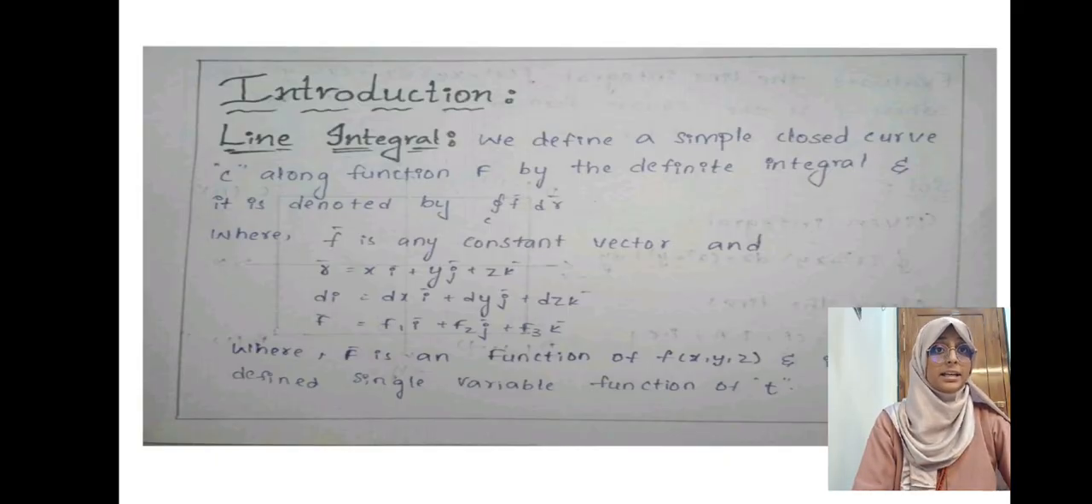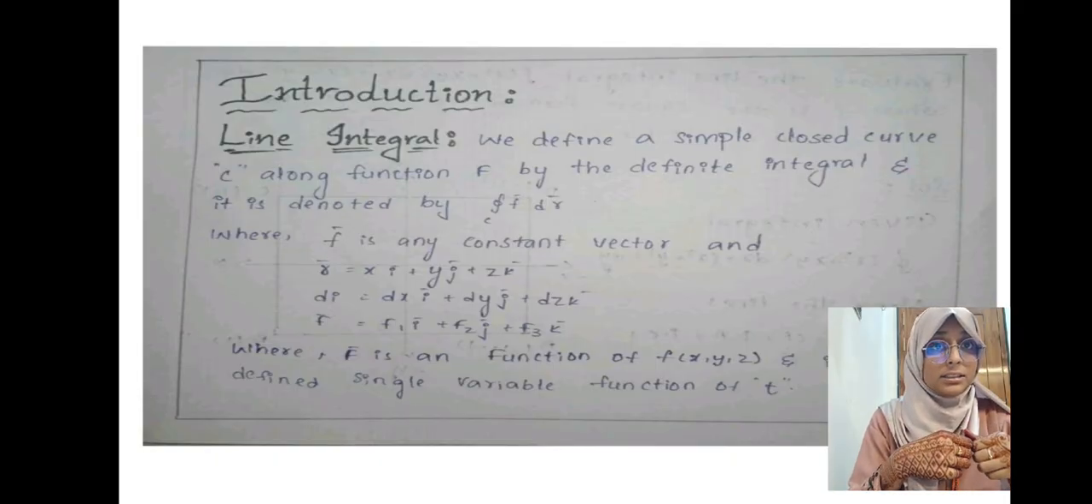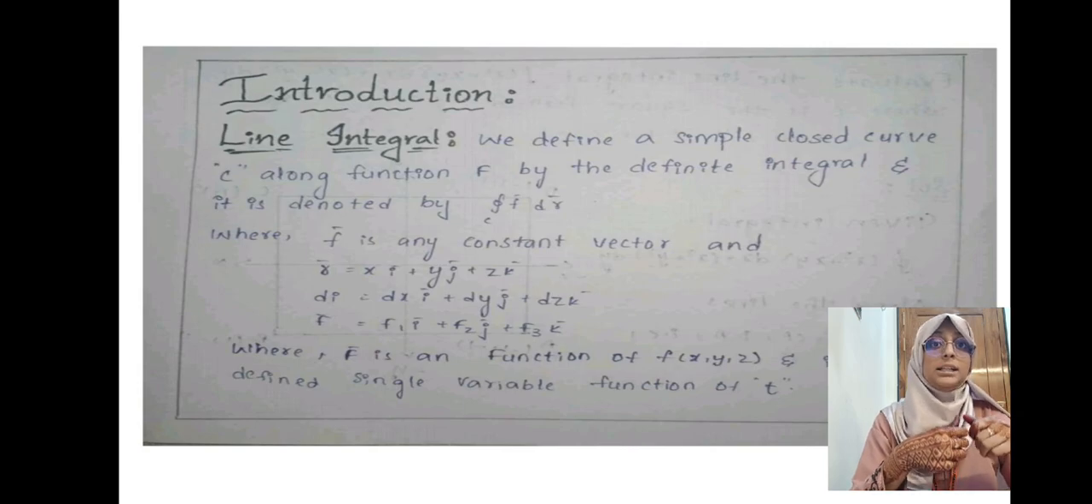denoted by integral f bar into dr bar, where f bar is a constant vector and r bar is equal to x i bar plus y j bar plus z k bar. dr bar is equal to dx i bar plus dy j bar plus dz k bar, and f is equal to f1 i bar plus f2 j bar plus f3 k bar, where f is a function of x, y, z, and we define a single variable function of t.